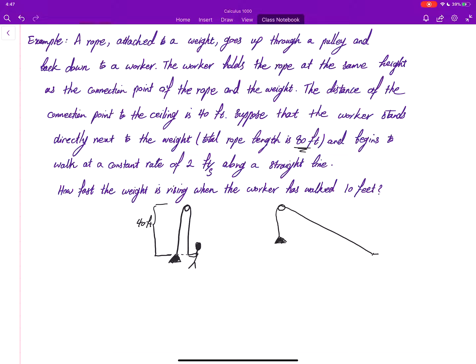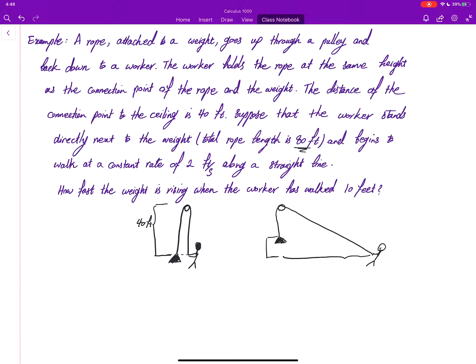Now the point is, what is the rate at which the weight goes up or rises when the guy is walking away from his original position at the rate of 2 feet per second.